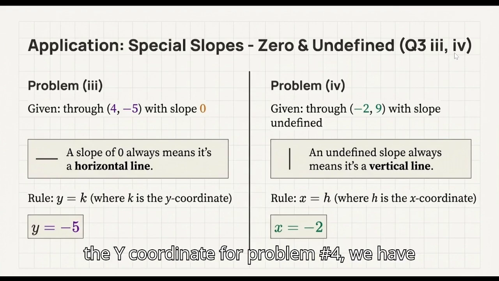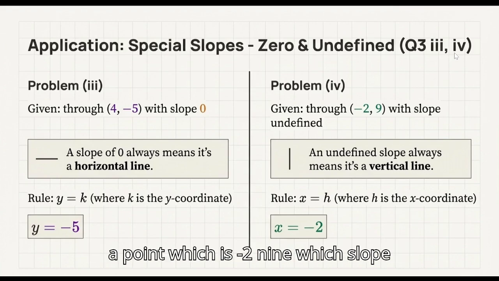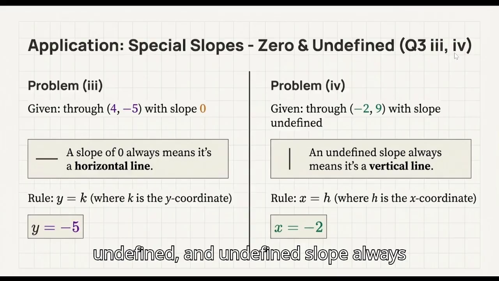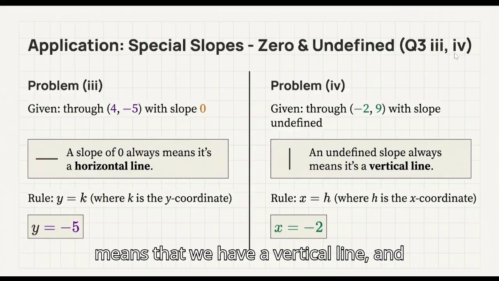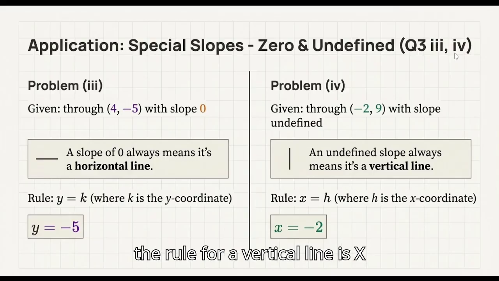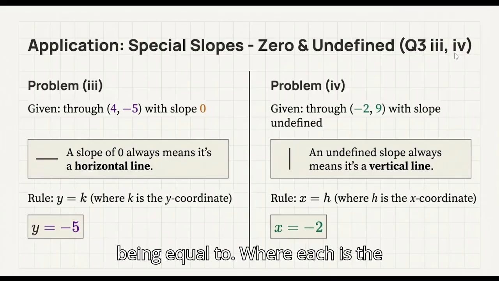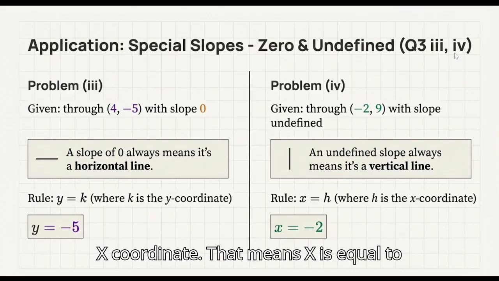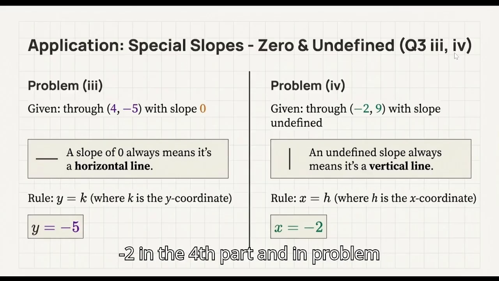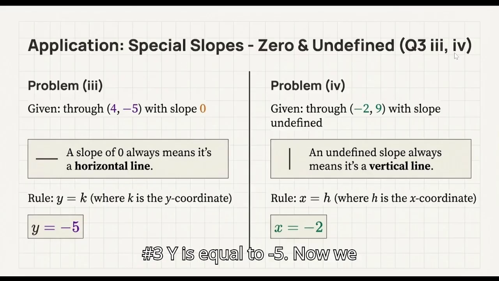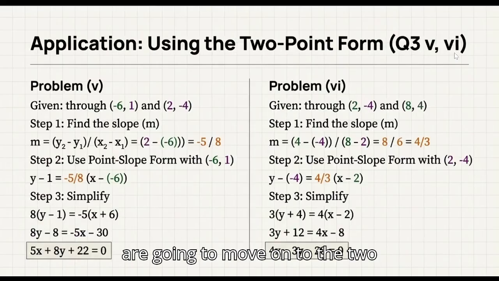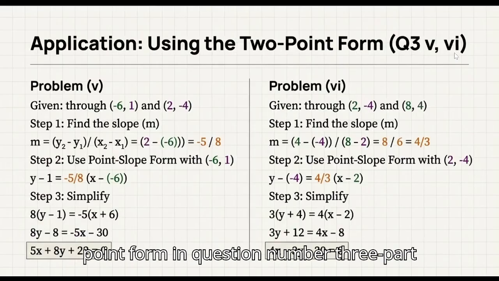For problem number 4, we have a point which is (-2, 9) with slope undefined. An undefined slope always means that we have a vertical line, and the rule for a vertical line is x = h, where h is the x coordinate. That means x = -2 in the fourth part, and in problem number 3, y = -5.